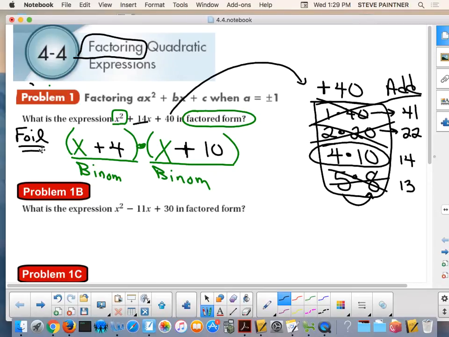Next problem. It's the same problem. x squared minus 11x plus 30. Put it in factor form. Go. I'm kind of hoping you can do it before me. Okay?